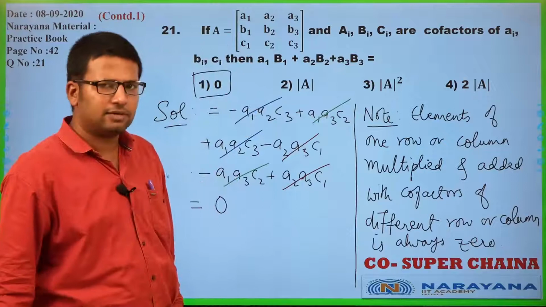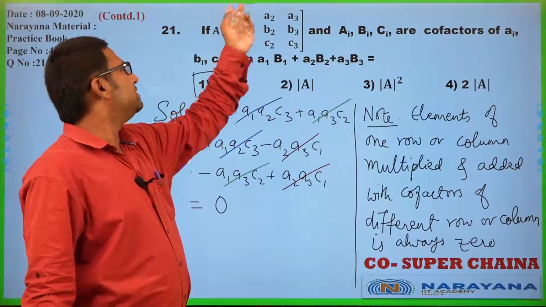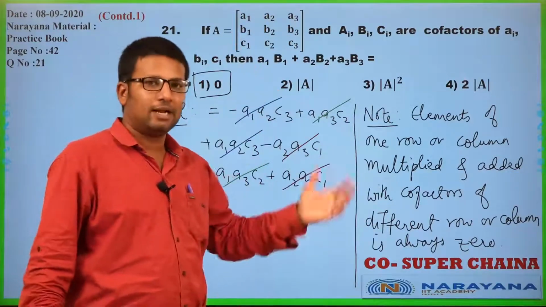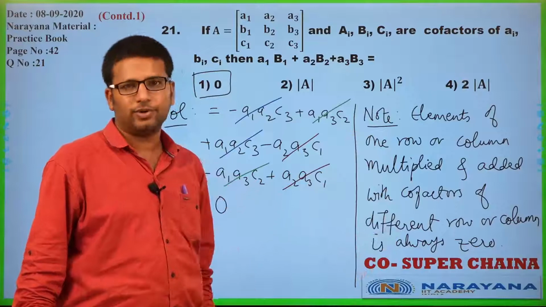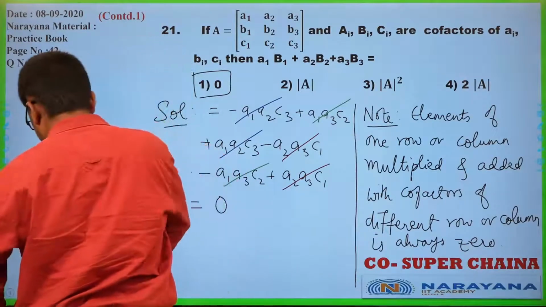You try this for other matrices, other rows and columns. So let's say you take B1, B2, B3, then you take cofactors of C1, C2, C3, multiply and add, you will get 0 again. Okay? Alright. Let us proceed then.